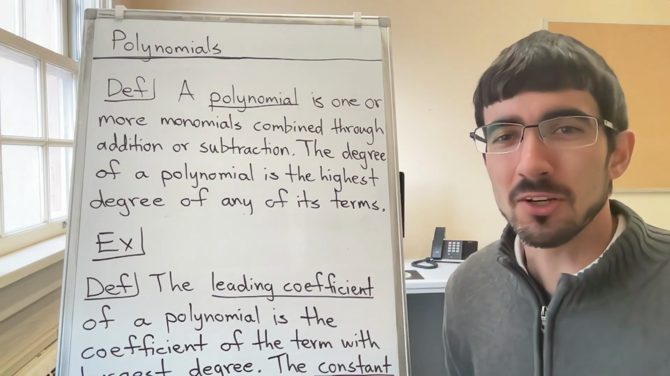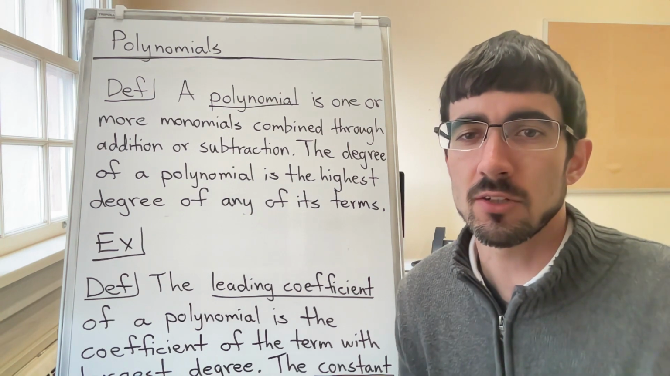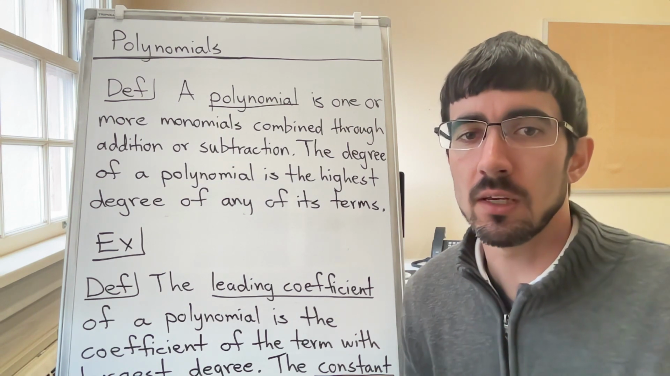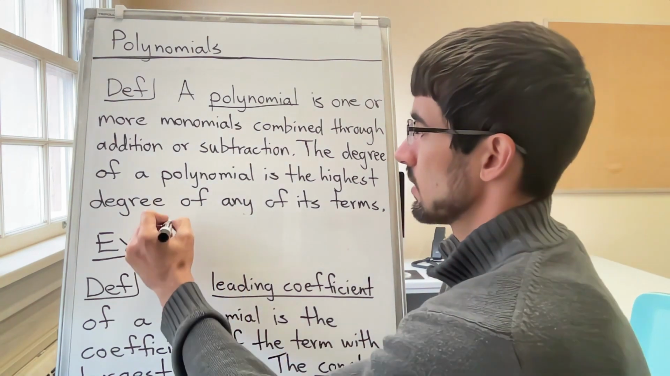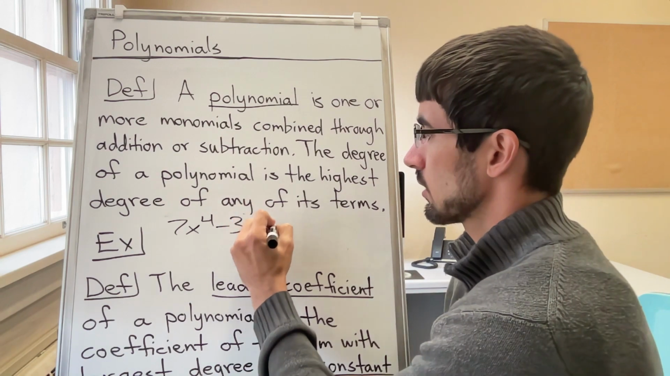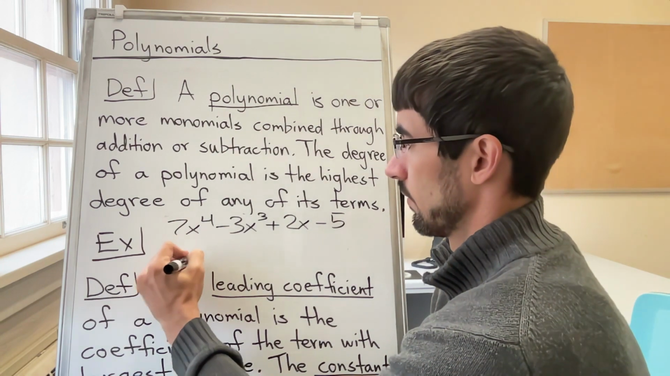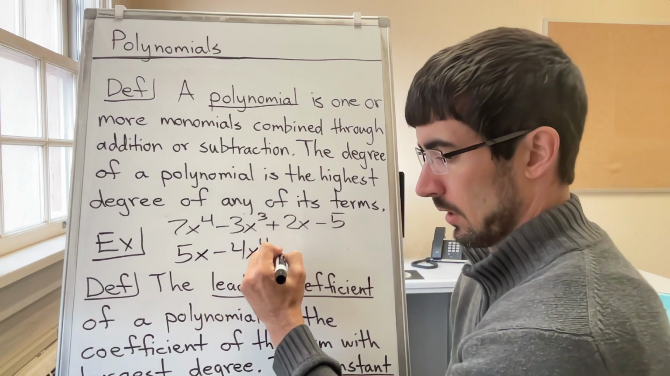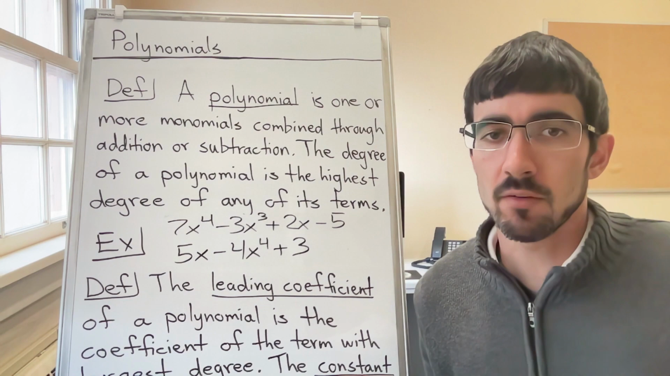Now that we know what a monomial is, we just combine monomials through addition or subtraction to create polynomials. The degree of a polynomial is the highest degree of any of its terms. So here's a couple examples of polynomials. 7x to the 4th minus 3x cubed plus 2x minus 5. 5x minus 4x to the 4th plus 3. These are just two specific examples of polynomials.